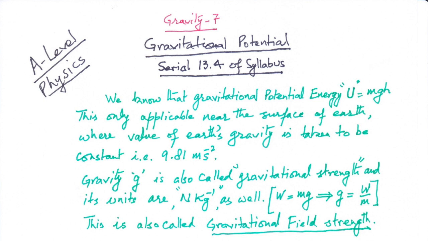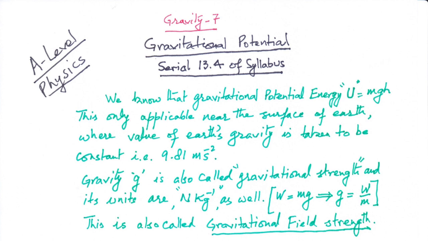When it comes to strength, the unit of gravity is Newton per kg. From the formula W is equal to mg, if we make g the subject, it will be equal to W over m. And the units will become Newton per kg because the units of W, weight, are Newton.